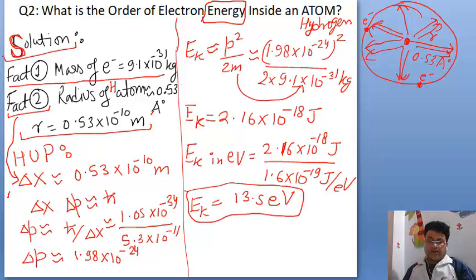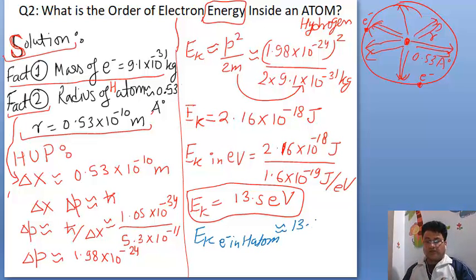Now, if you remember, the actual kinetic energy of the electron in the hydrogen atom is 13.6 electron volt. Of course, its total energy is minus 13.6 electron volt and its potential energy is minus twice of 13.6, that would be minus 27.2 electron volt. So let's look at this result.